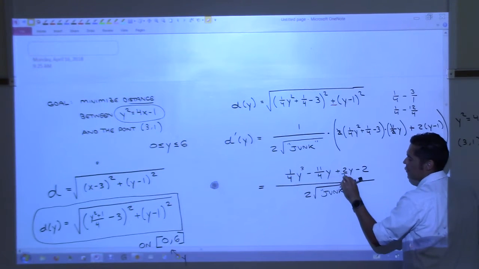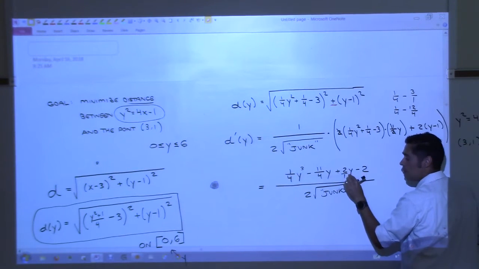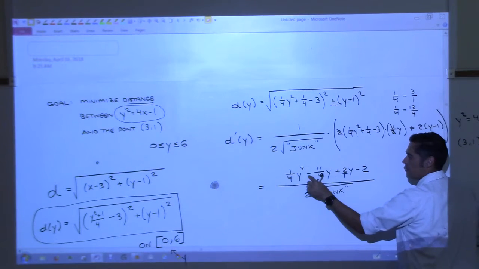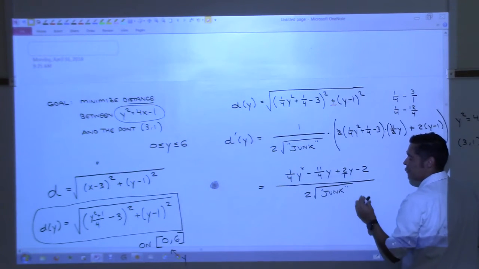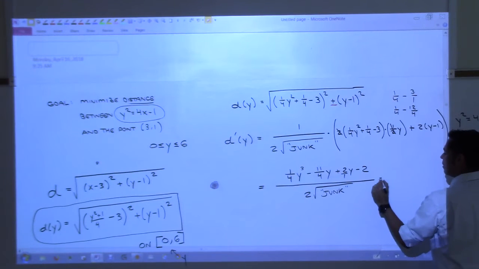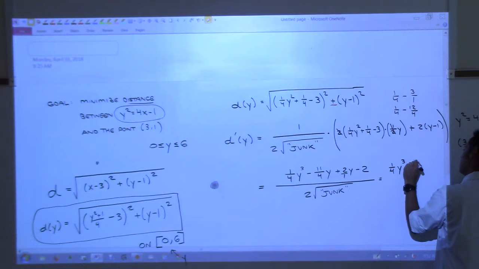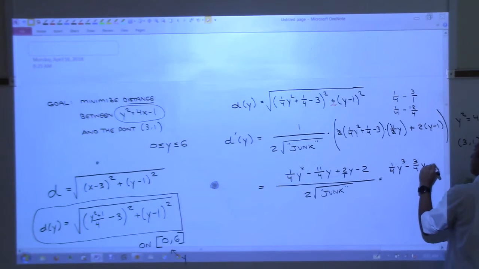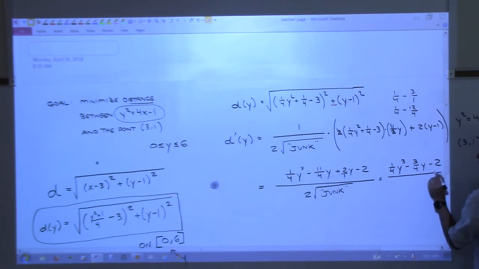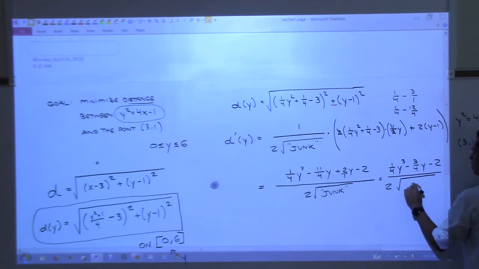So we need to get a common denominator here. So this is like 8 over 4. So this is minus 11 over 4 plus 8 over 4, which is minus 3 over 4. So 1/4 y cubed minus 3/4 y minus 2 over 2 times the root of the junk.